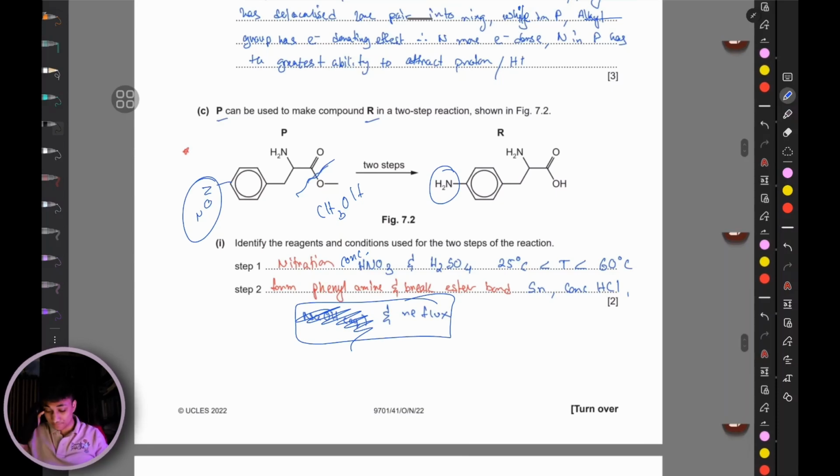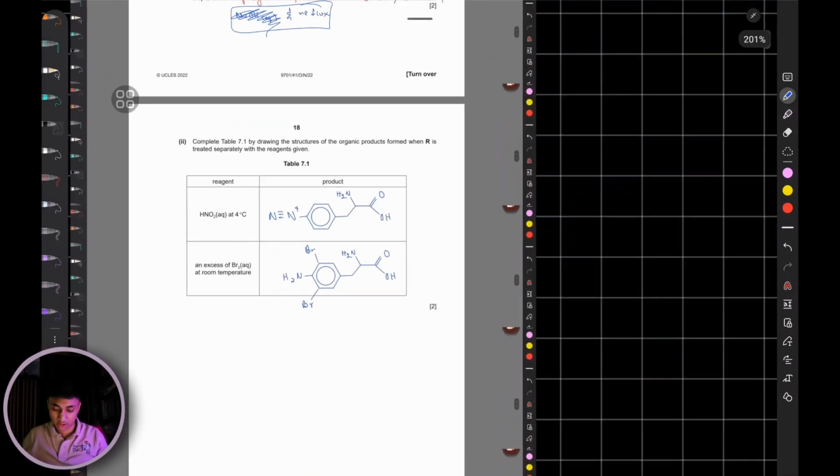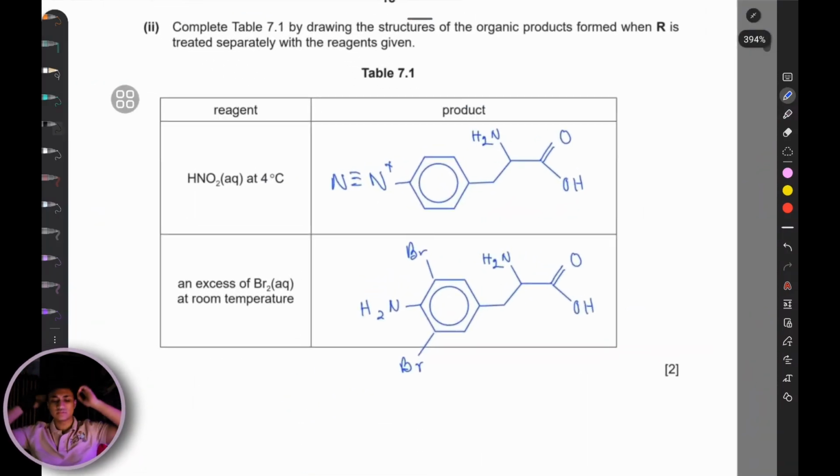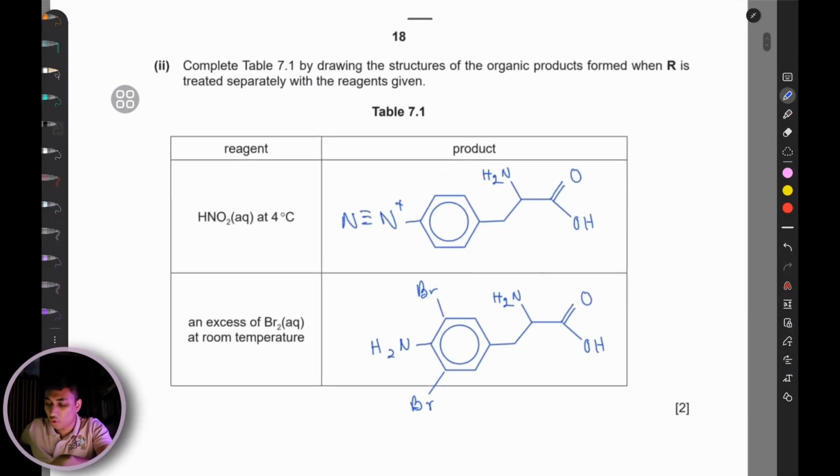Fair enough. So step 1, you're nitrating, and step 2, you're reducing the nitro group, and you're also breaking the ester bond such that you create this carboxylic group, and the methanol group takes an exit from the structure. Fair enough. Now, second part, C2, I guess. Complete table 7.1 by drawing the structures of the organic products formed when R is treated separately with the reagents given.